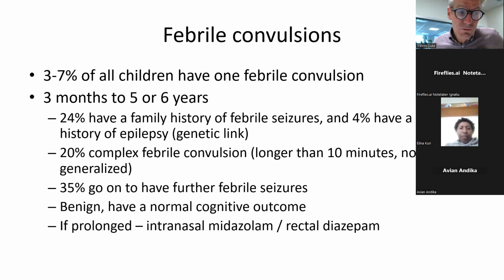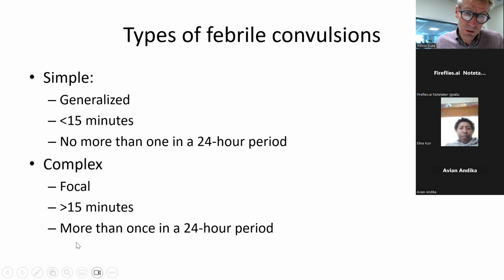But rarely, for some children that have recurrent febrile convulsions, they can be treated with either intranasal midazolam or rectal diazepam, teaching the families how to give that at home. That's very rare that you need to do that. Mostly children can be managed just with safety measures at home if they have a seizure, and measures to bring down their fever if that's possible.